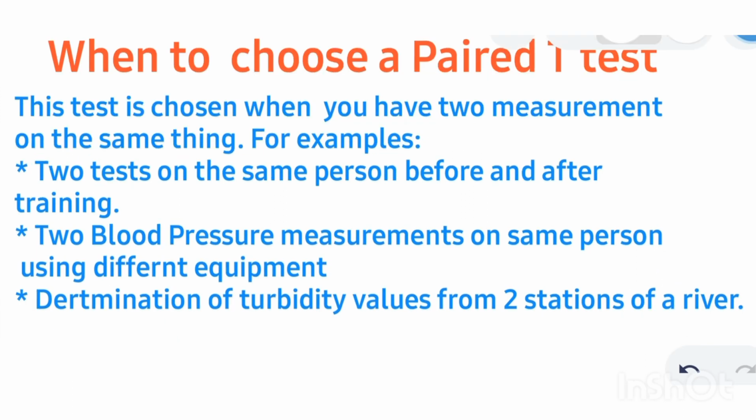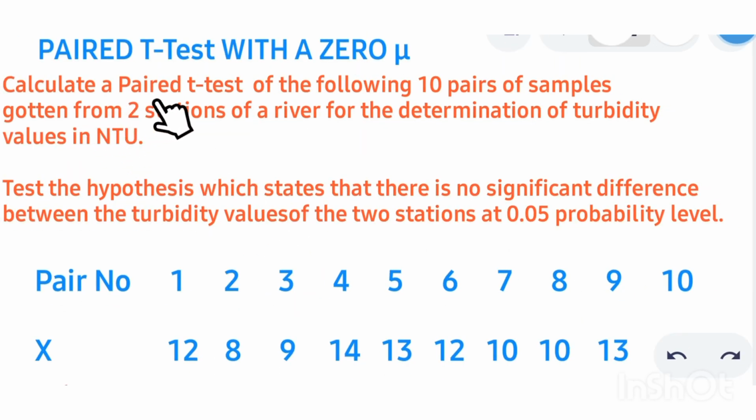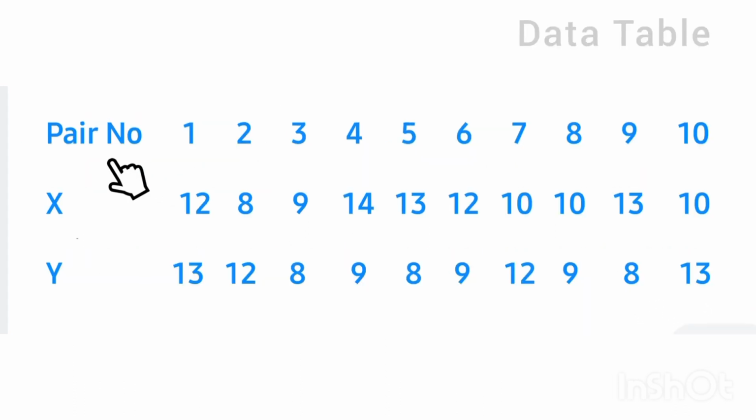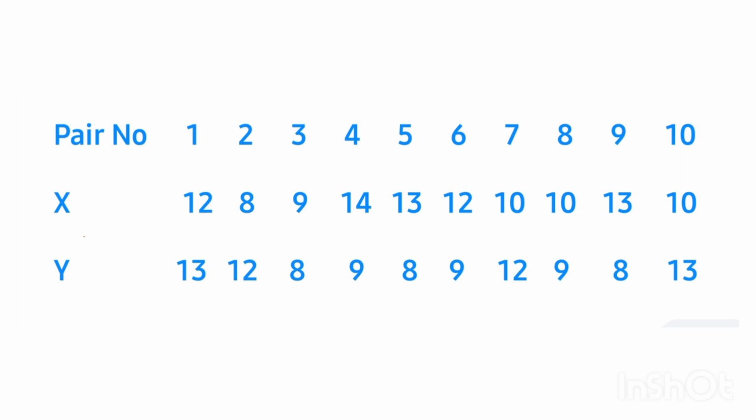So we're going to take a look at the example we have on the board. The question says, calculate a paired t-test of the following 10 pairs of samples gotten from two stations of a river for the determination of turbidity values in NTU. Test the hypothesis, which states that there is no significant difference between the turbidity values of the two stations at 0.05 probability level. This table shows the paired sample data collected from two different stations of the river. The first station is represented with X and the second station with Y.